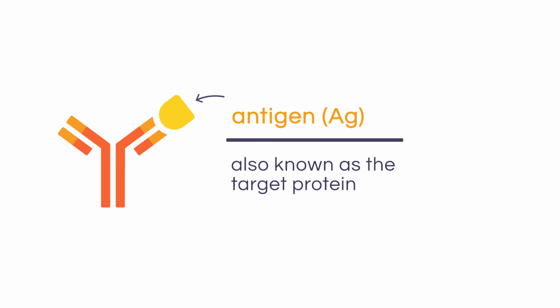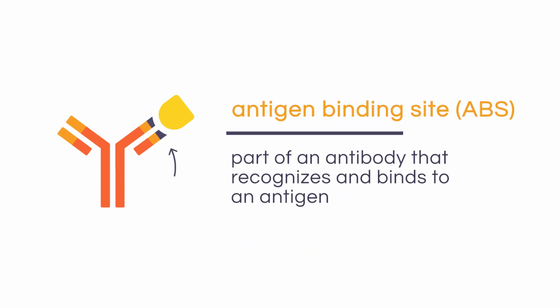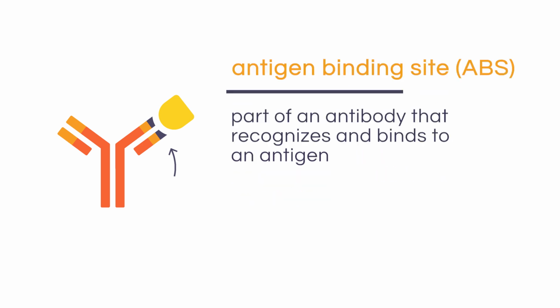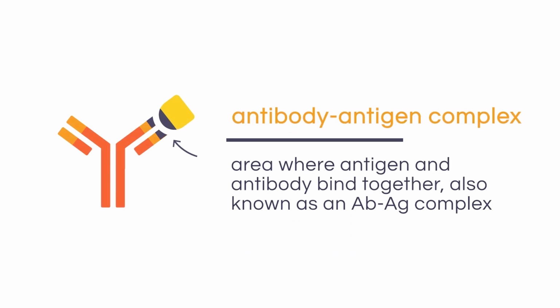A target protein can also be referred to as an antigen. Primary antibodies work by recognizing and binding to the antigen by way of a region on the antibody molecule known as the antigen binding site, or ABS. Particular sites on the antigen, known as epitopes, are the specific targets that antibodies recognize. When this recognition occurs, the antibody will bind to the specific target, forming the antibody-antigen complex.